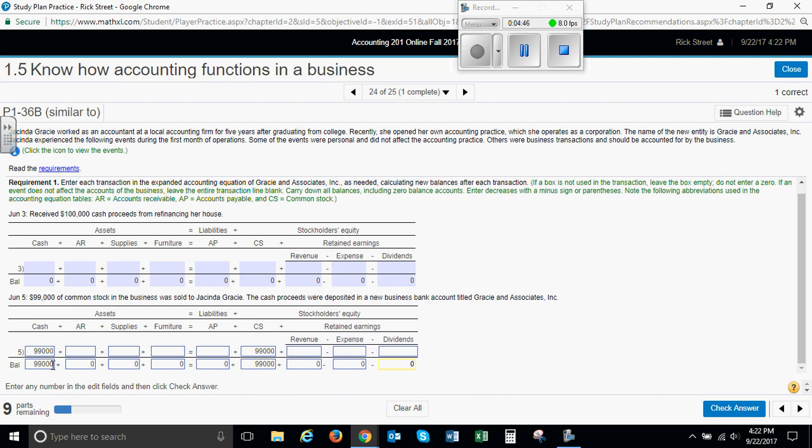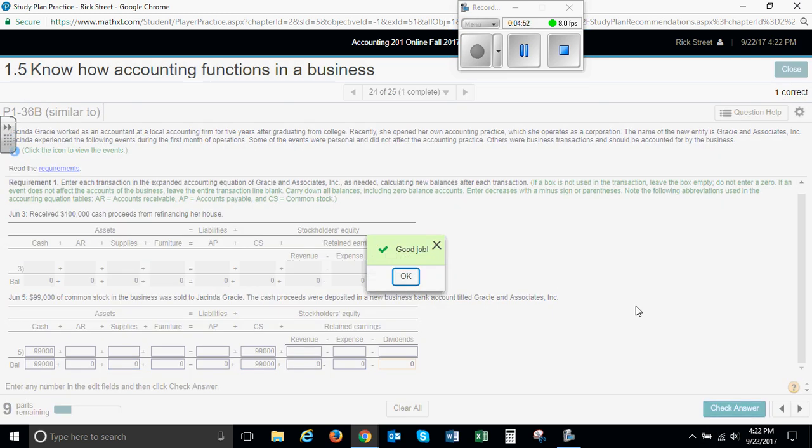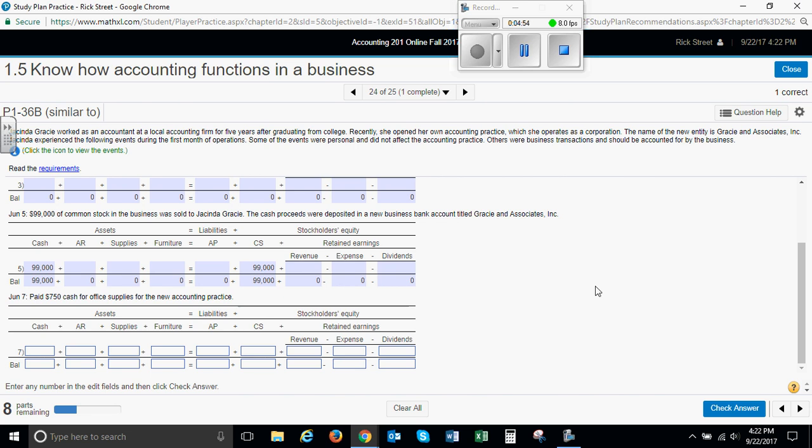And we've had no revenues or expenses at this point. Miss Gracie is just launching her business, and we did a good job.